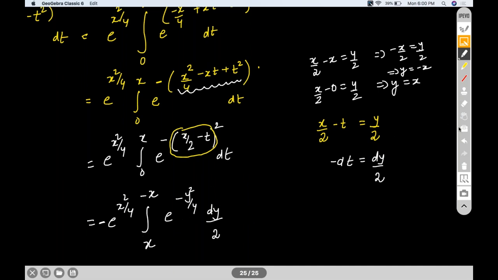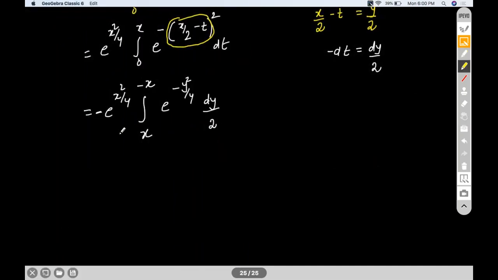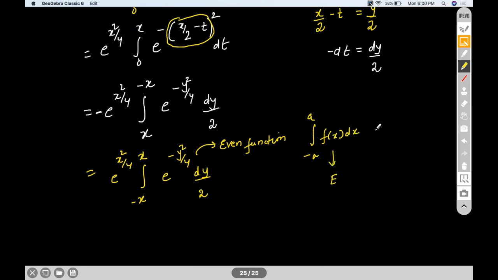Now remember the even function property. First of all let me swap the upper and the lower limit, because I don't want a negative sign in my expression. So minus x to x e to the power minus y square by 4 dy by 2. Since this is an even function, the integral from minus a to a of f of x dx becomes 2 times 0 to a of f of x dx. I'm going to apply the same. So 2 times e to the power x square by 4, 0 to x e to the power minus y square by 4 dy by 2, and the 2 gets cancelled.